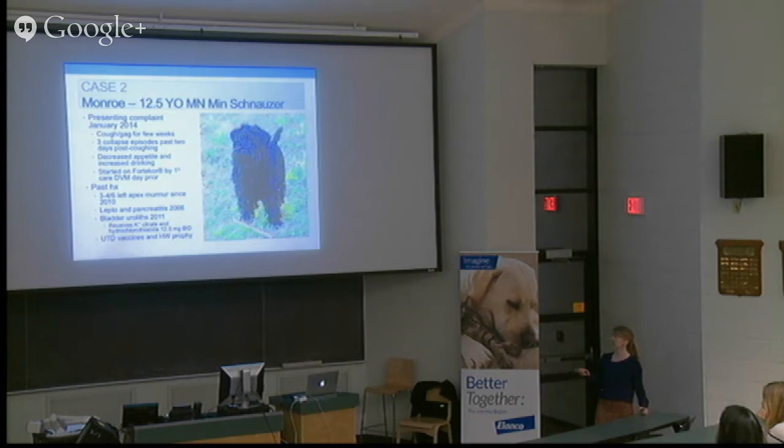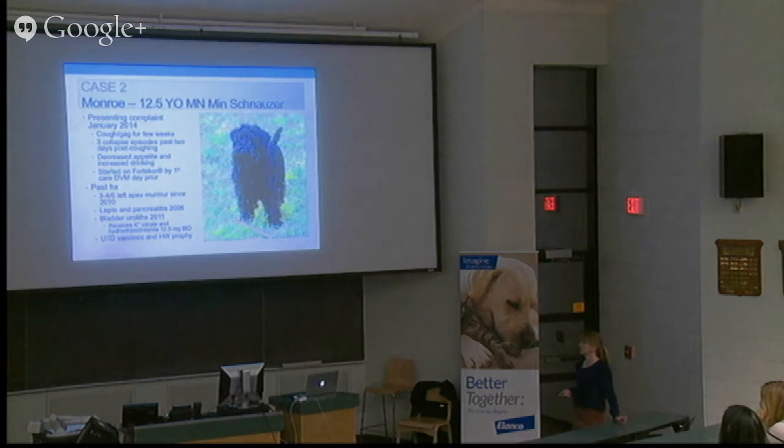Once again, he'd certainly had a chronic history of a heart murmur, so he'd been known to have a 3 to 4 out of 6 left apex murmur since 2010. He's 12 and a half years old, so fits the signalment for many of our mitral valve cases. Maybe less relevant is the fact that he had leptospirosis and pancreatitis back in 2006 and spent a number of weeks in our ICU.